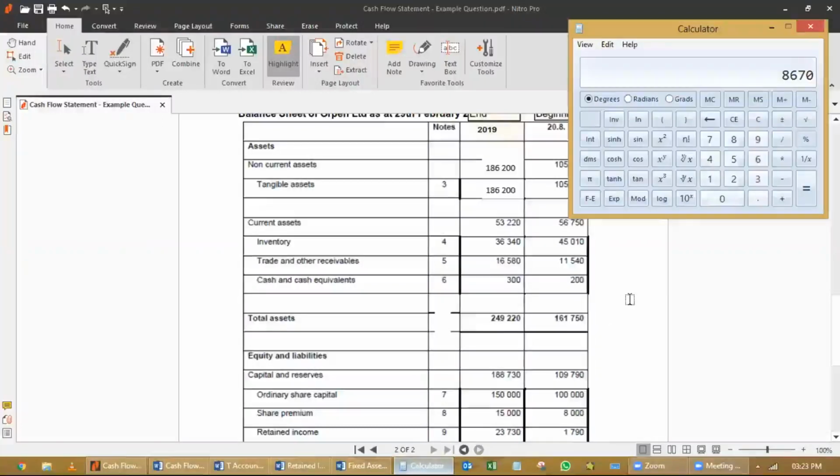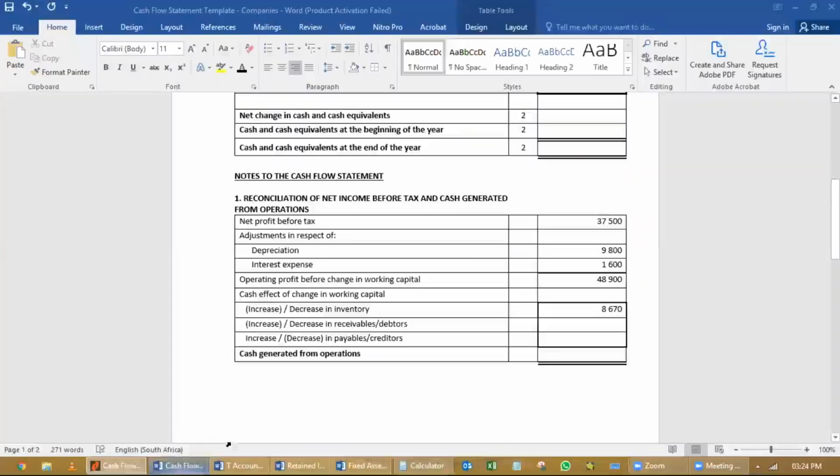So let's work out what that change was. It was 11,540 to 16,580. So there was an outflow of 5040. So you've probably noticed now, your shortcut here, this is already a minus on your calculator, so you know that it must go in brackets. Alright, 5040.